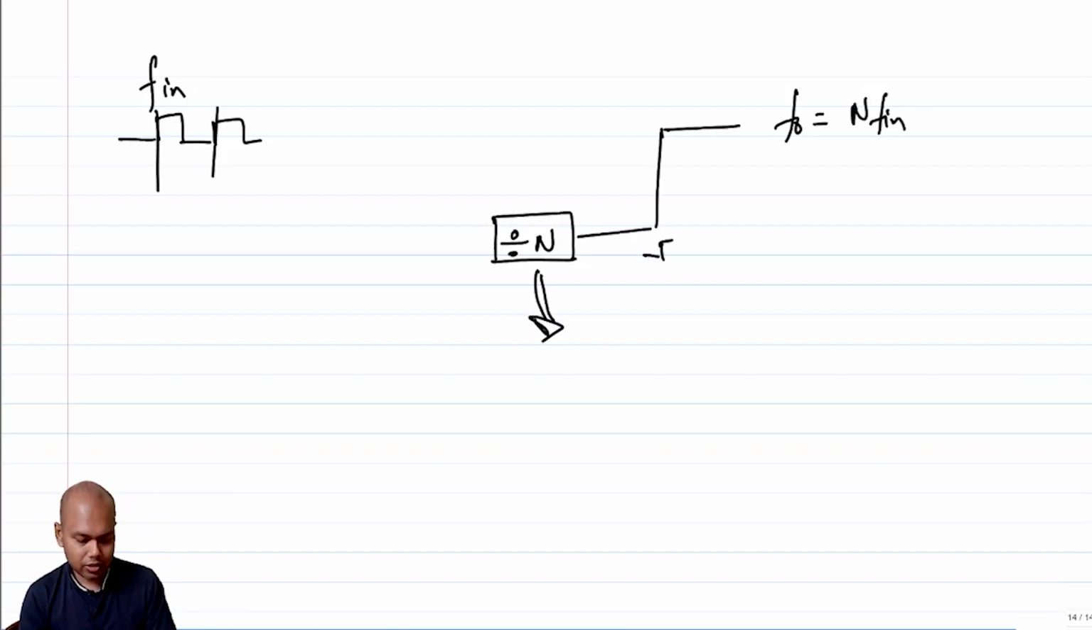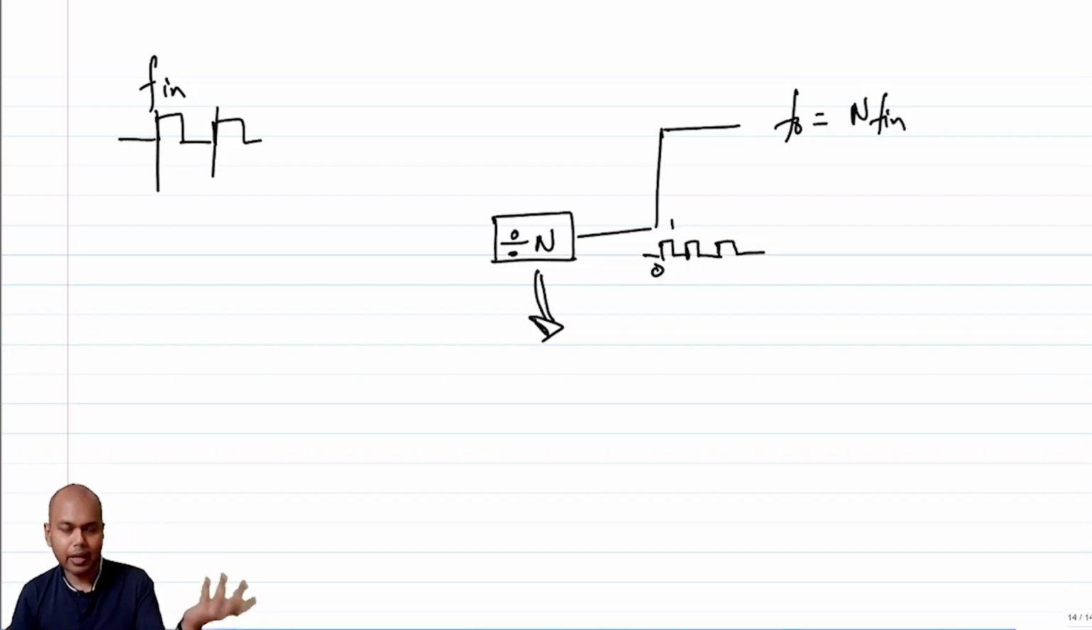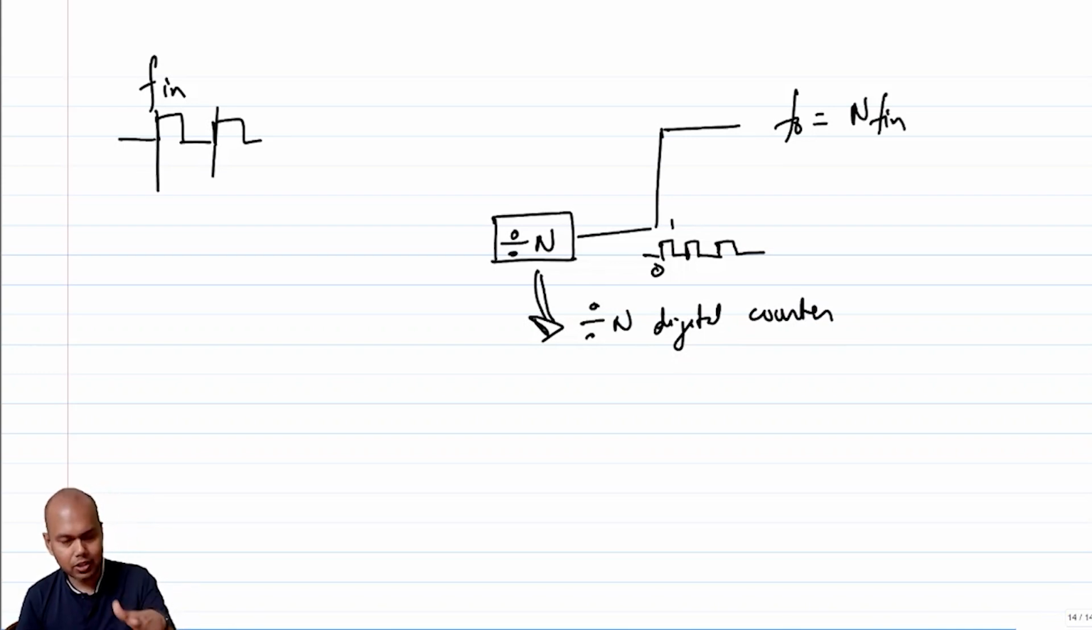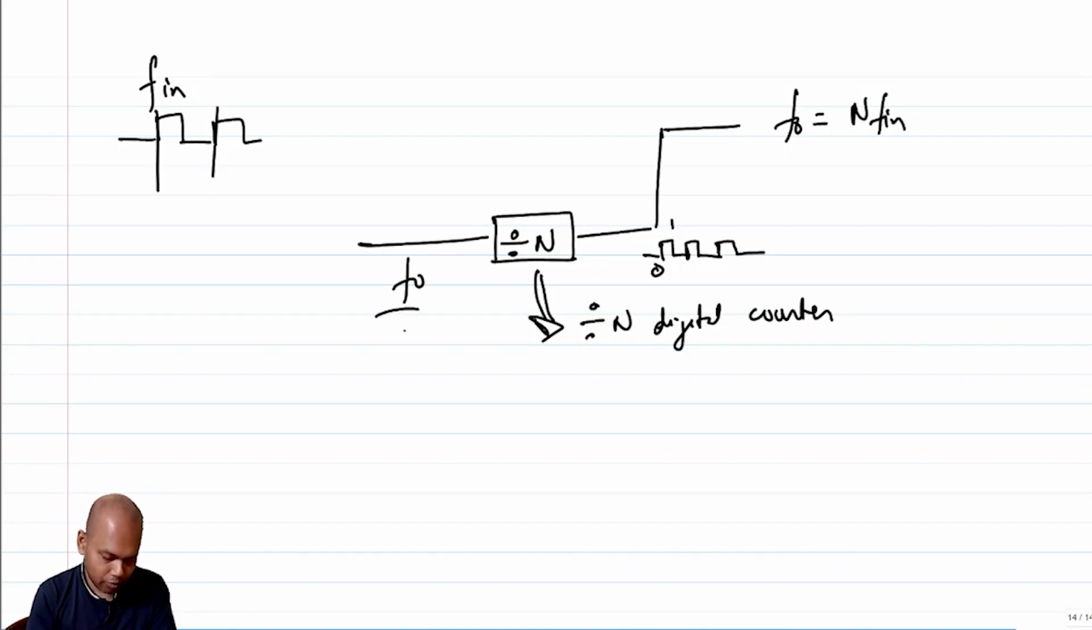If this is a square wave going from 0 to 1, how do I divide the frequency? I can use a divide by n counter, right? This can be a divide by n digital counter using flip-flops, right? Not very difficult to do if the frequency is not going up to tens of gigahertz. So all digital circuit, right? Fine. So here I get f naught by n.